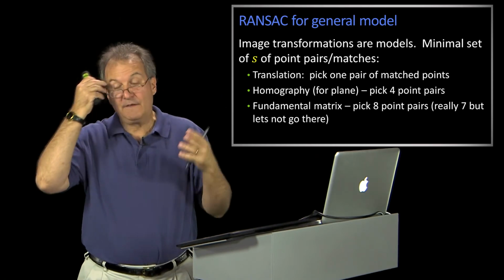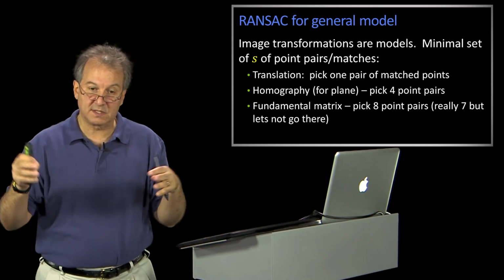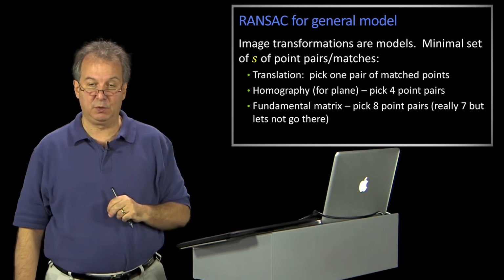we're just going to think of it as 8 points. So the idea is, for a translation, I need 1 pair. For a homography, I need 4 pairs. For a fundamental matrix, I need 7 or 8 pairs. This is the minimal set that it takes to compute these things.